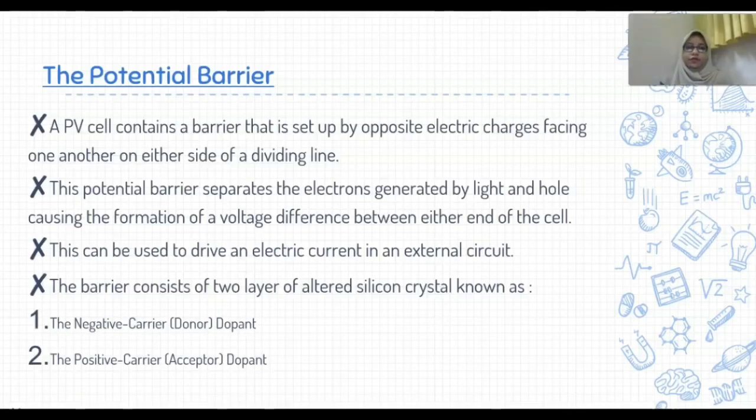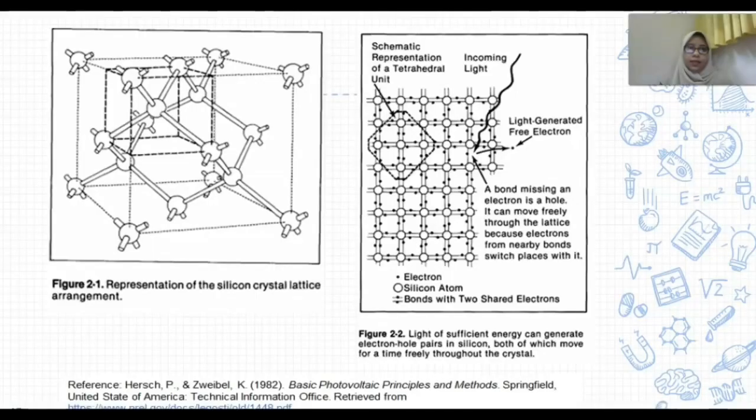The barrier consists of two types of silicon crystal. The first one is negative carrier dopant, and the second one is the positive carrier dopant. The negative carrier dopant also acts as a donor, while the positive carrier dopant also acts as a receptor. As you guys can see here, this is some example of the silicon crystal lattice arrangement. In this picture, as you guys can see, this is the arrangement of the semiconductor silicon.